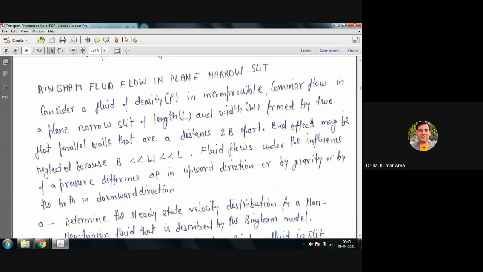So the problem statement is: a fluid of density rho in incompressible laminar flow in a plane narrow slit of length L and width W formed by two flat parallel walls that are distance 2b apart. The gap between two, just like your narrow slit actually. You might have done that. Have you done that narrow slit?